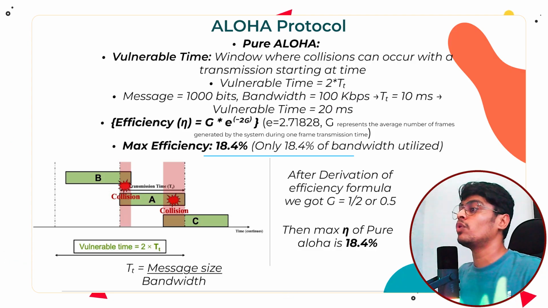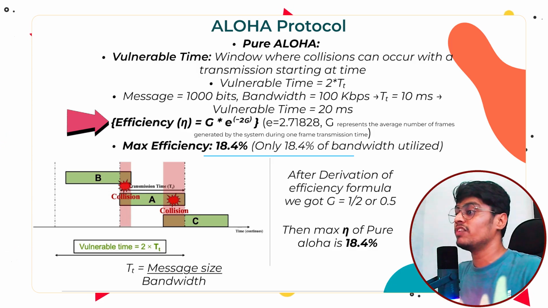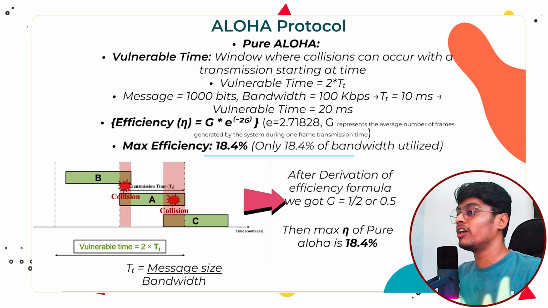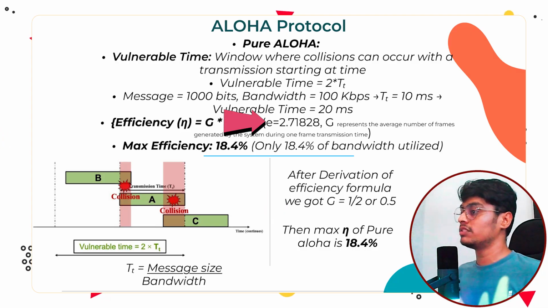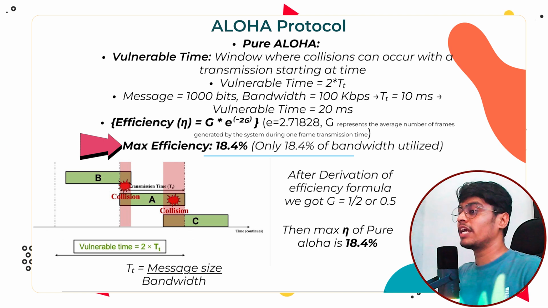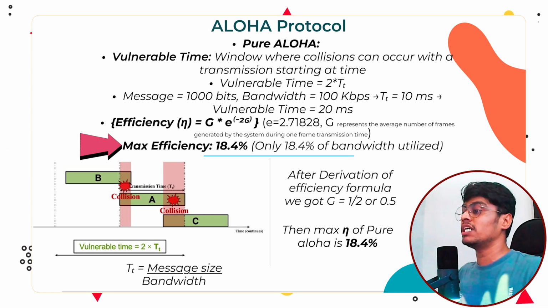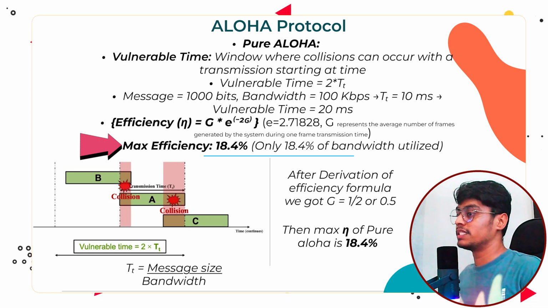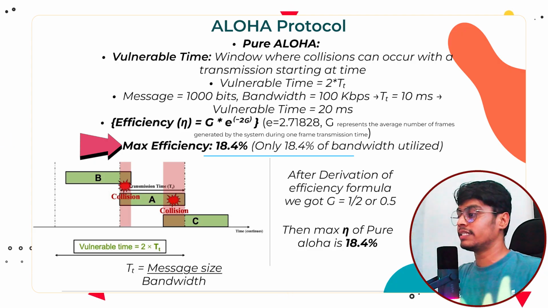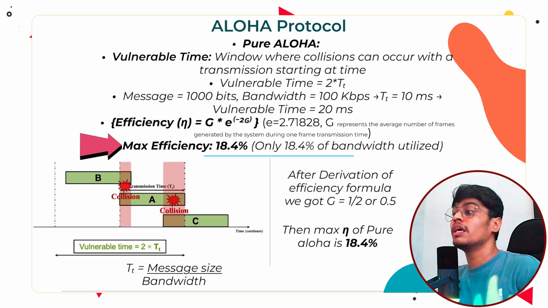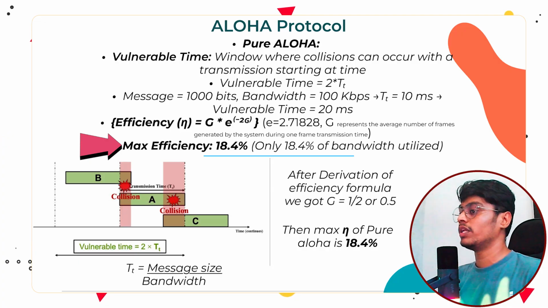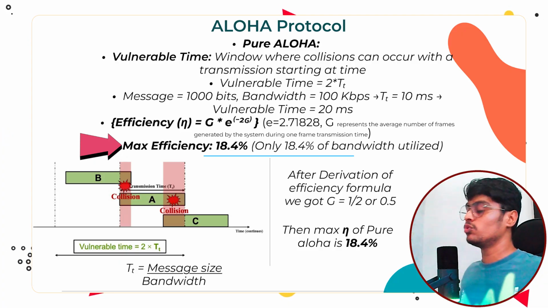Okay, many times in exam you have been asked what is the maximum efficiency of pure Aloha. After derivation of efficiency formula, we got G equal to 1 by 2, or we can say 0.5, and e's value is fixed, 2.71828. Okay, after calculating these, we got maximum efficiency of pure Aloha is 18.4%, which is quite low compared to modern network standards. Okay, what does this mean in practical terms? If your bandwidth is 100 kbps, then out of 100 kbps you can only utilize 18.4 kbps effectively. Okay, all the remaining bandwidth gets wasted due to the collisions.